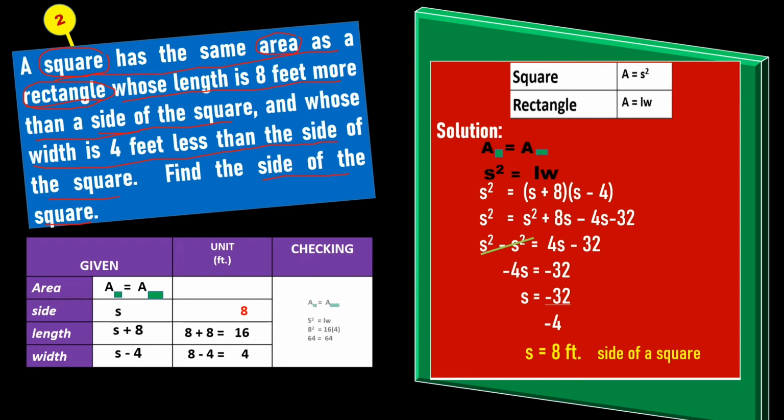So to check, area of the square is equal to the area of the rectangle. So S squared is equal to length times width. What is S? 8. Substitute. 8 squared is equal to 64. So the length is 16 and the width is 4. So 16 times 4 is equal to 64. So they are equal. So it means this is correct.